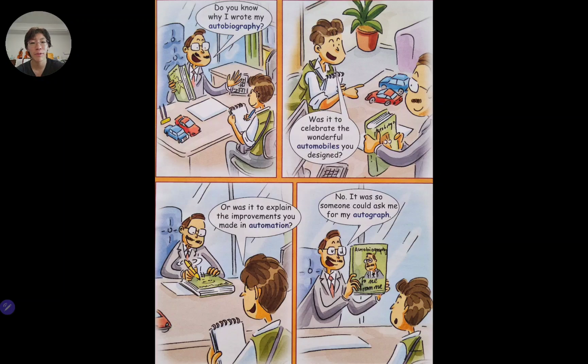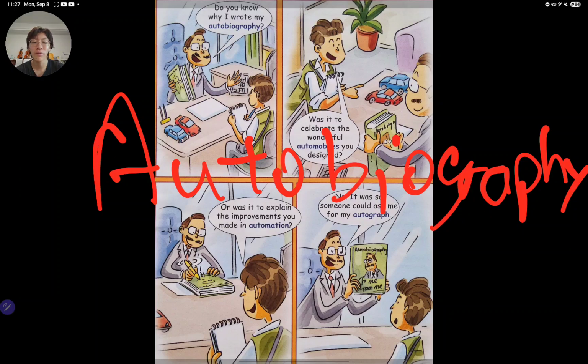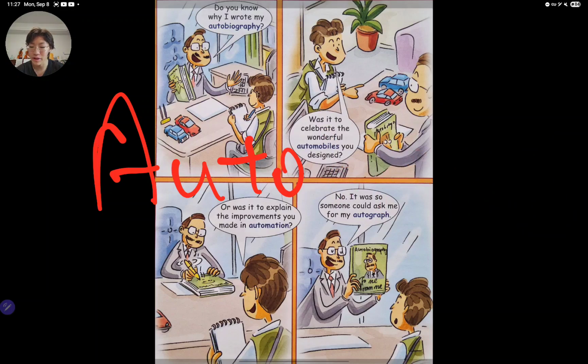Alright, next up we have the word autobiography. Now, the auto in autobiography basically means self or self-caused. It means about yourself, your own self, or it's automatically done.